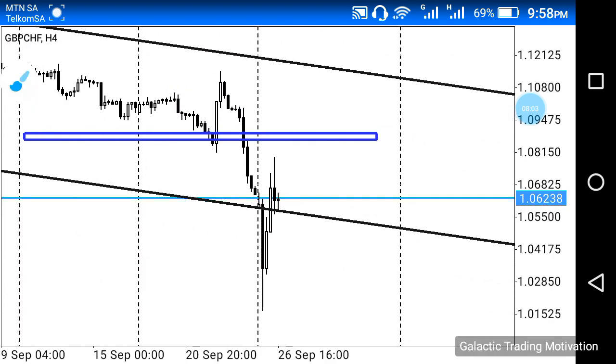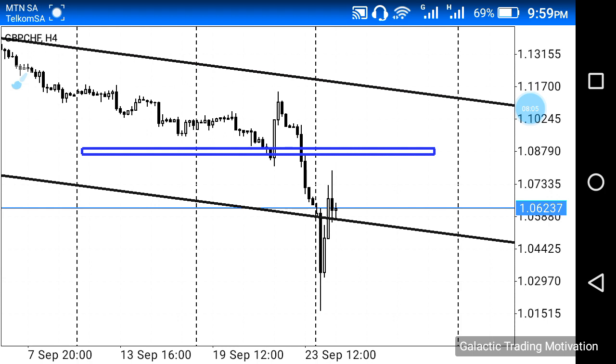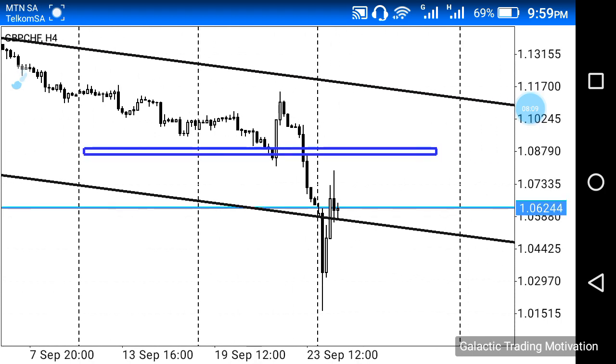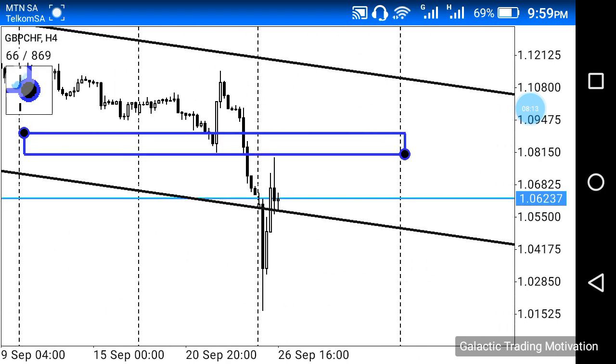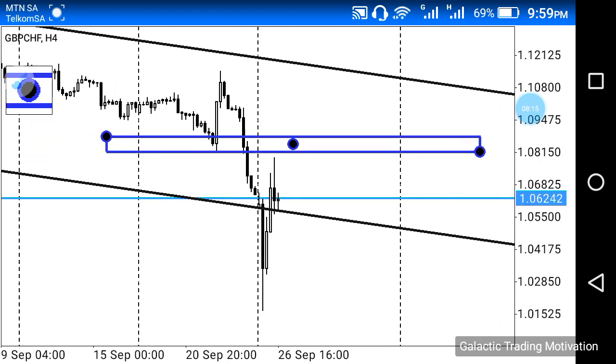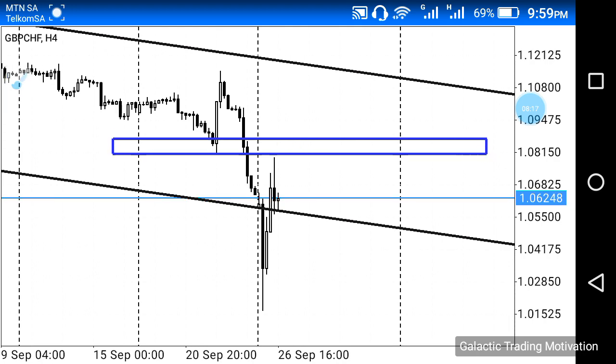Anyway, let's proceed. So what else do we see, guys, in regards to the H4 chart of GBP CHF? At this point I don't see much. I just want to make this neckline slightly bigger. There we go, right?